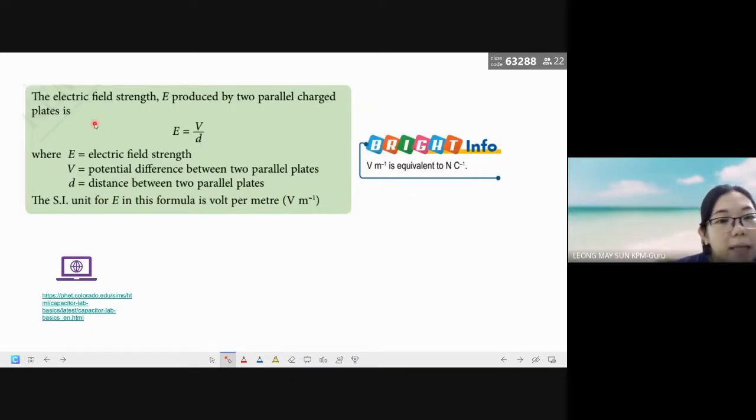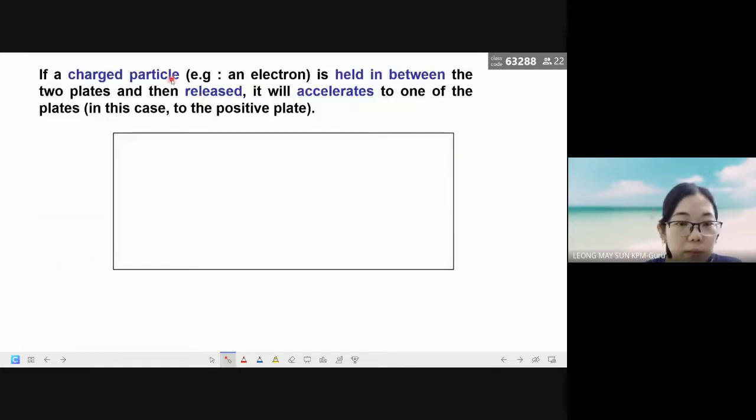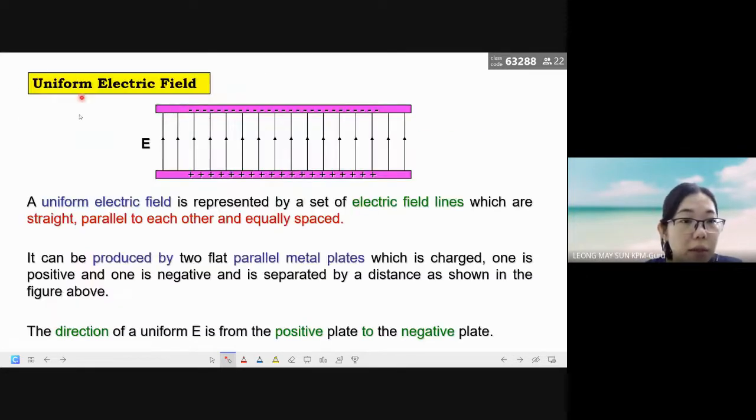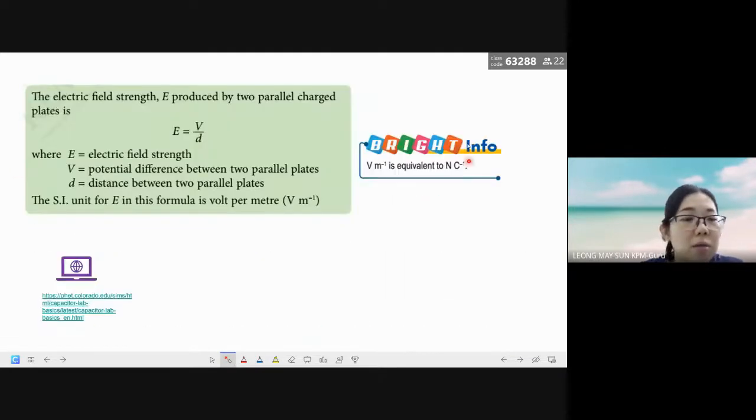Now, electric field strength. This is for uniform electric field. I remember it's somewhere in your textbook, it's just a very small part. So electric field strength is produced by two parallel charged plates, right? Because just now we had electric field as the force over the charge.